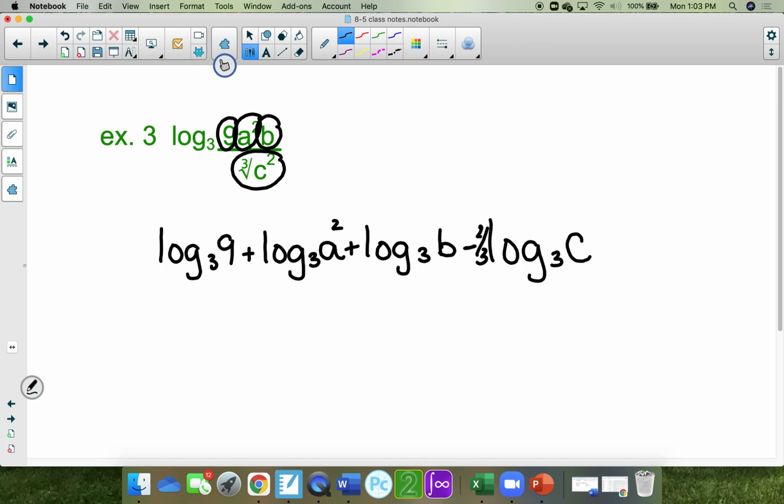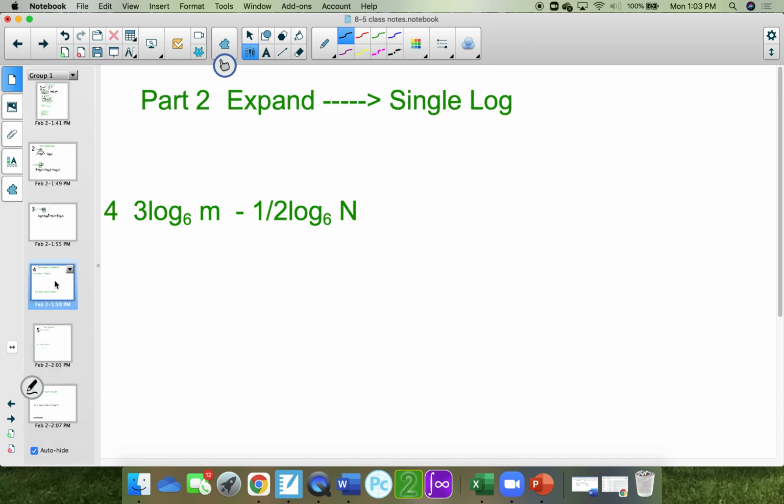Squeeze that in there, and I'm going to put the 2 out in front of this one, and that's the final answer. So that is expanding them.